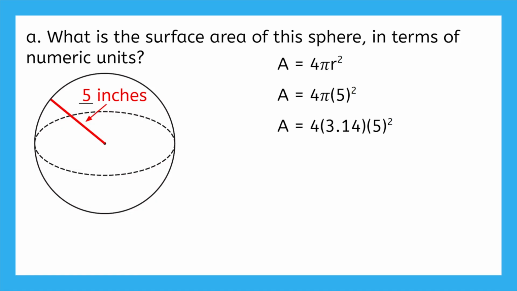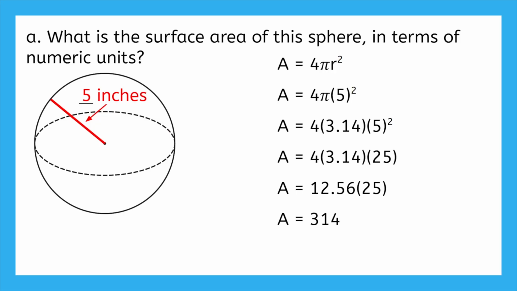Now, using exponents, 5 squared becomes 25, so our next line is A equals 4 times 3.14 times 25. Multiplying that together from left to right, 4 times 3.14 is 12.56, and then 12.56 times 25 leads us to the final answer, 314. What's our unit? Inches squared, right. Since surface area is two-dimensional, area units are always squared.